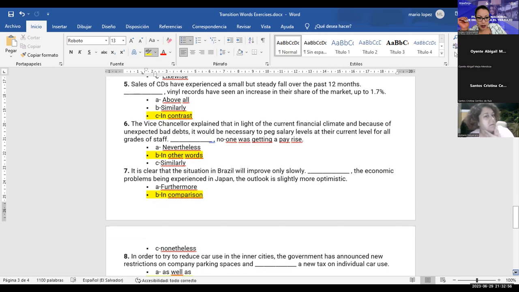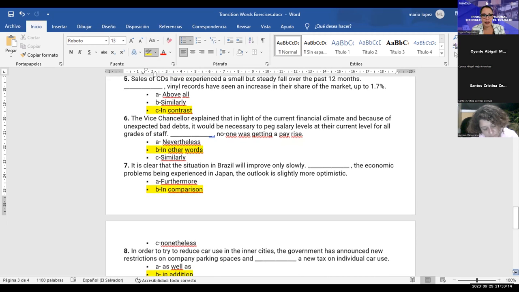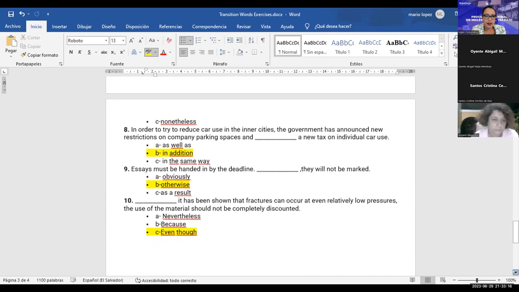Number seven: it is clear that the situation in Brazil will improve only slowly. In comparison, the economic problems being experienced in Japan, the outlook is slightly more optimistic. Excellent. In comparison. Yeah, good job.